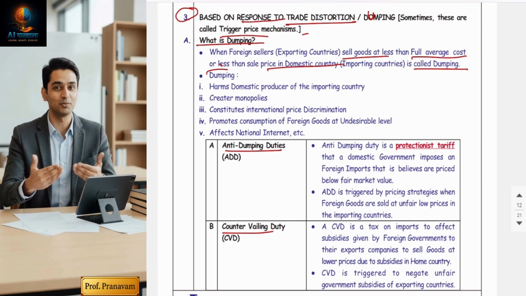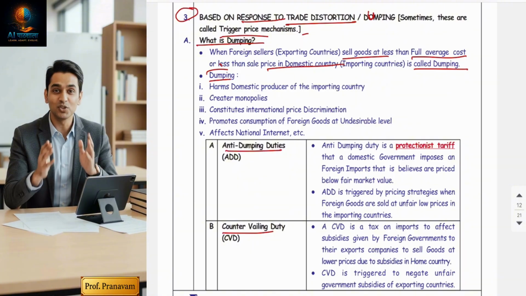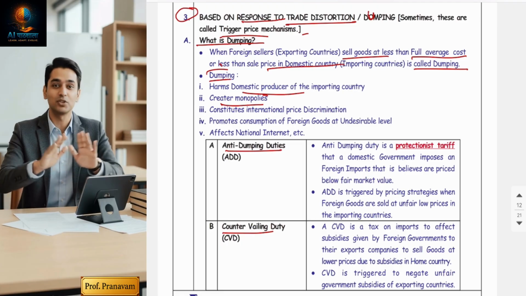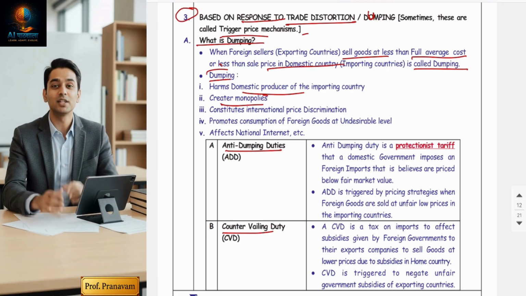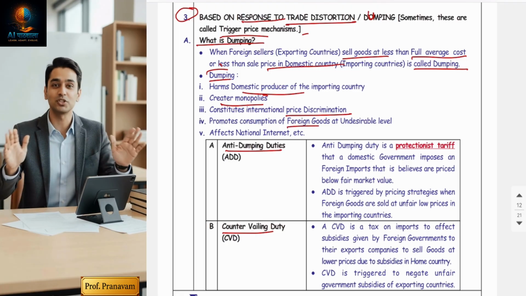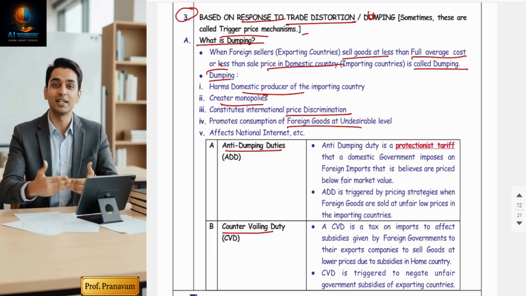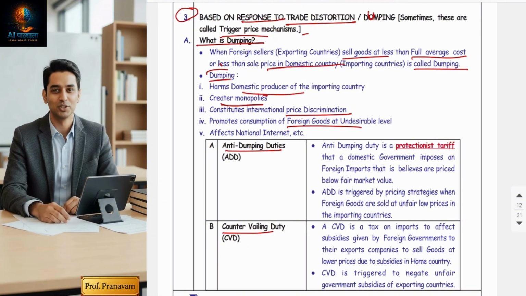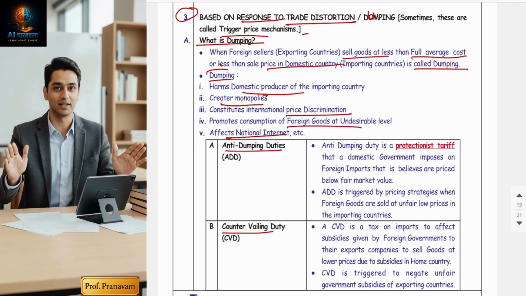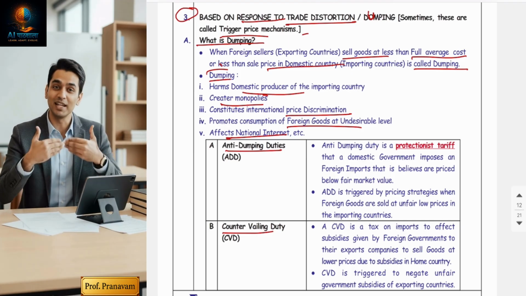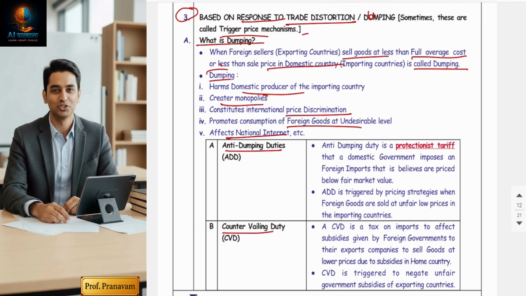But first you should understand, due to dumping, what effect will there be? So guys, the effects of dumping are that they harm local producers and they are trying to create a monopoly of foreign products in the domestic country. This leads to international price discrimination and promotes excessive consumption of foreign goods. The foreign country wants people in India to depend on foreign goods, which affects the national interest, because if our public starts consuming foreign goods, our economy may depend on the foreign country.